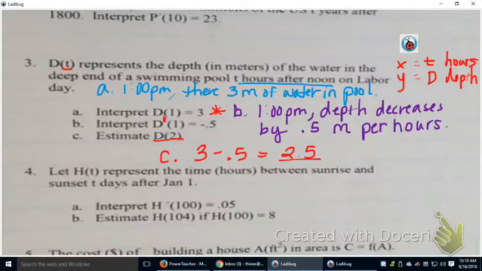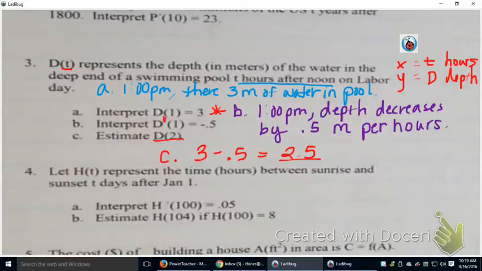Alright, let's look at number 4. Let H of T represent the time in hours between sunrise and sunset T days after January the 1st. Just real quick to talk about that. If you're talking about sunrise and sunset, you know in the summer how the days seem really long and sunset's really late, and as you get closer to winter, the days get shorter. It's nighttime at 5 or 6 o'clock, earlier than in the summer. So that's what that's talking about, the hours between sunrise and sunset, how that changes. In the winter it's really short, and as you go toward the summer it gets really long and then starts getting short again.